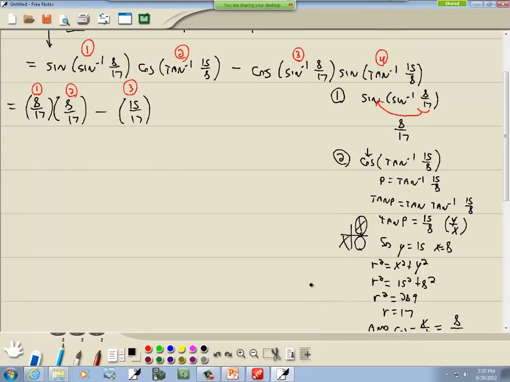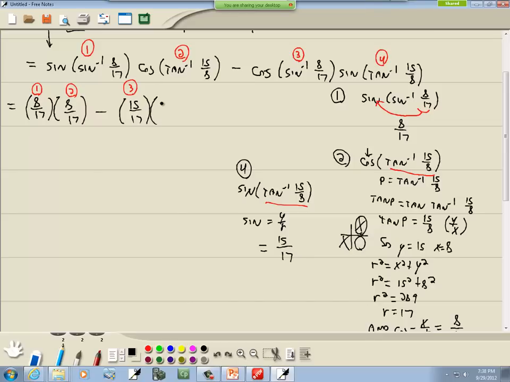Not a room there, so let me just do it right up here. Okay, our fourth one is sine of inverse tangent of 15/8. Now notice this one right here is the same as this one right here, so that saves us a lot of work. We just know sine is equal to y over r, and from this one here we said y was 15, and r we said was 17.